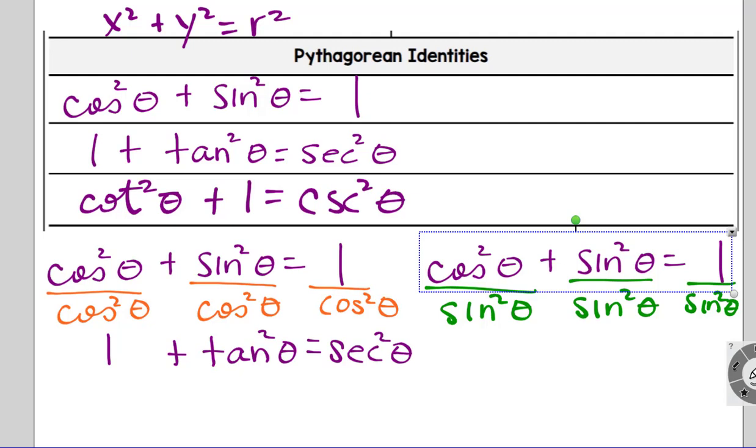We'll come back to them several times today. So when we start manipulating and trying to simplify, if I have one of my trigonometric functions squared and I'm trying to simplify it, then I think about the Pythagorean identities, because it's likely that I can use one of them to somehow simplify the problem.